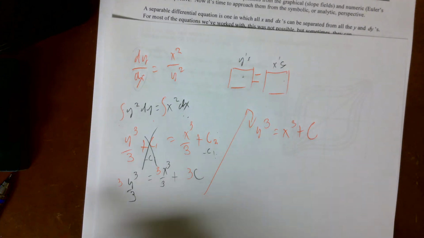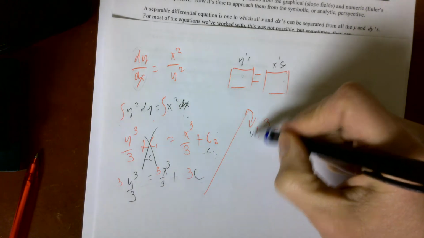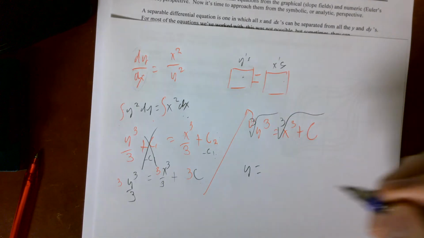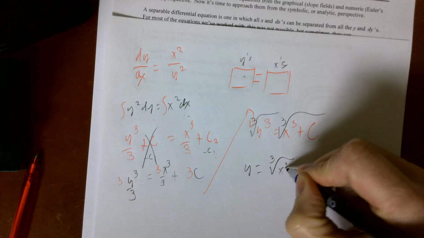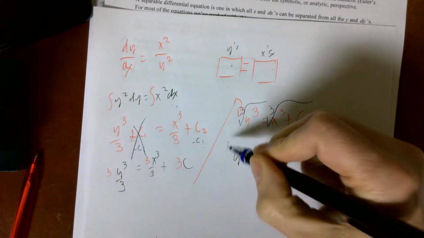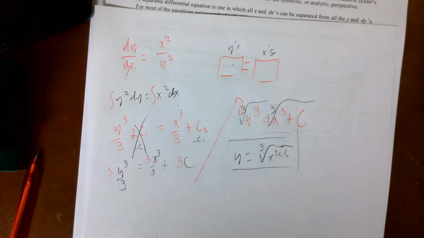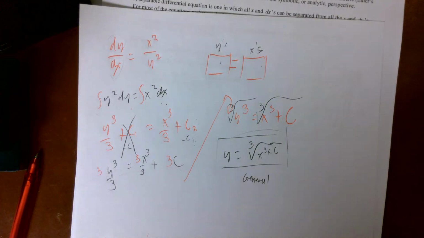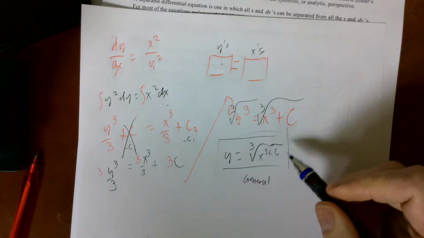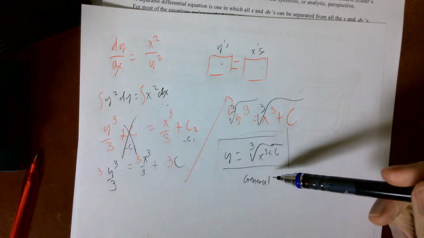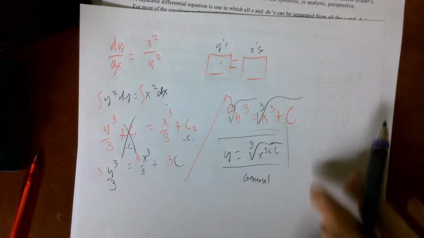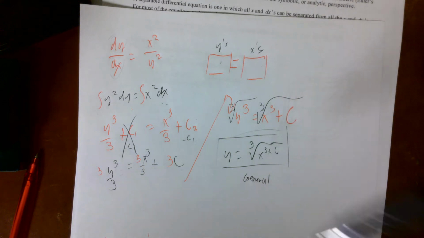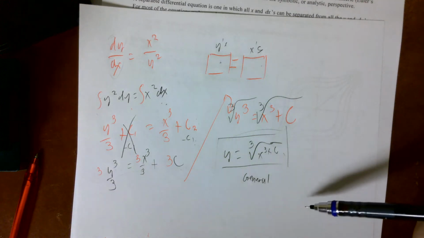I still don't have y by itself. To get y by itself, I'm going to take the cube root of both sides. And so then I finally get y is equal to the cube root of x cubed plus c. And that's my answer. This is called the general solution. Why is it called the general solution? Well, because we don't know what c is. We are going to talk about particular solutions. That's the next example. But when you are solving a differential equation, the two things you're going to be asked for are what's the general solution or what's the particular solution.